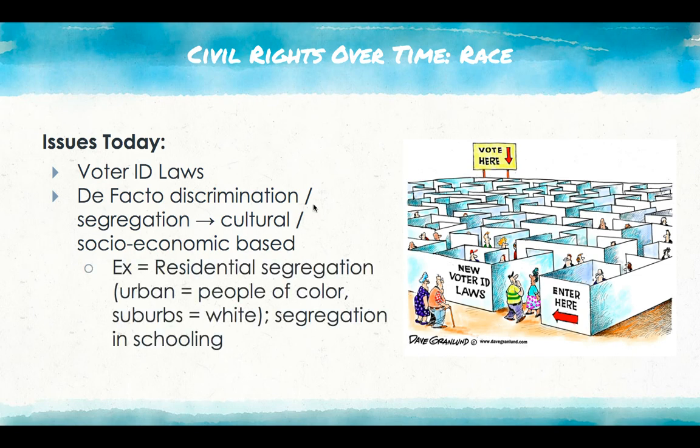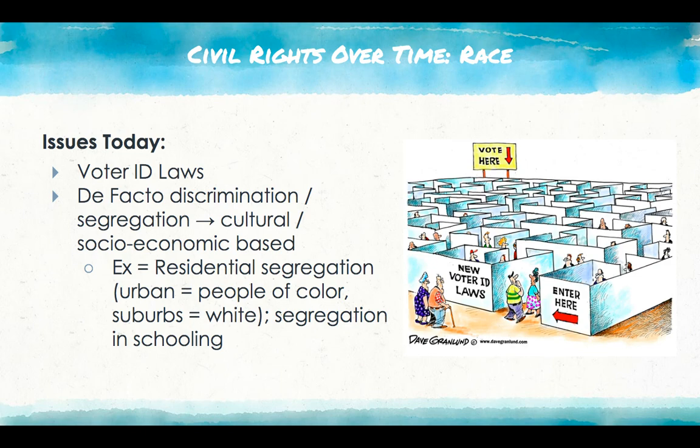So an example of this would be residential segregation. We know that if we look at any city, right, typically the more urban the area is, the more people of color are going to live there. And the further you go out into the suburbs, the more white it's going to be. Right? That is not by law. That is just the way things happen. People want to live near people that they are similar to. So this is typically considered de facto segregation.